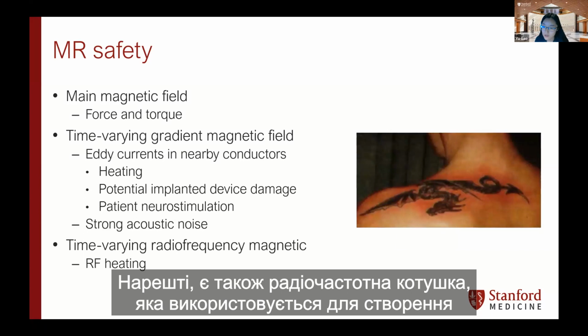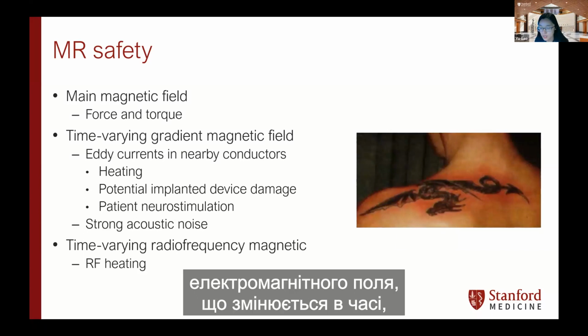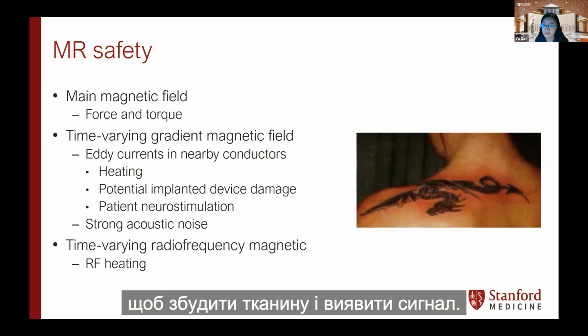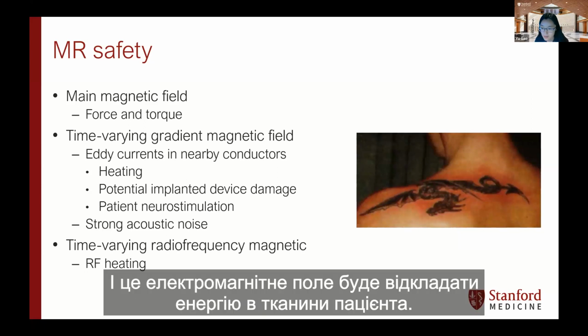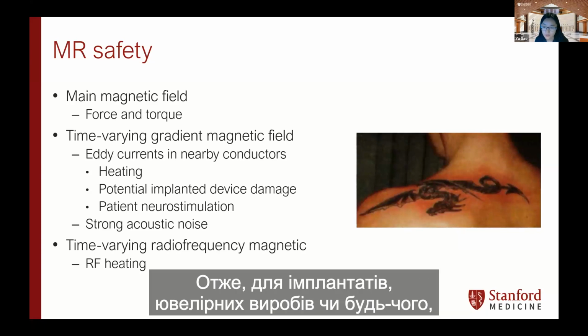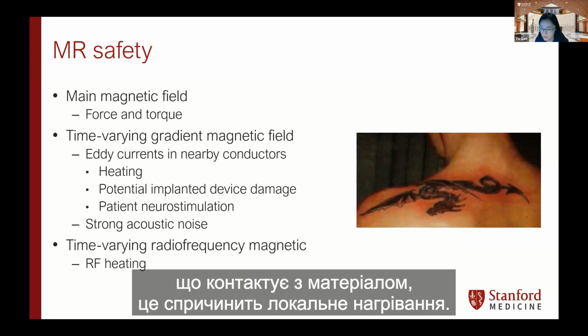There's also the RF coil that's used to generate a time-varying electromagnetic field to excite the tissue and detect the signal. And this EM field will deposit energy into the patient tissue. So for implant devices, jewelry, or anything with conducting material, it will induce localized heating.